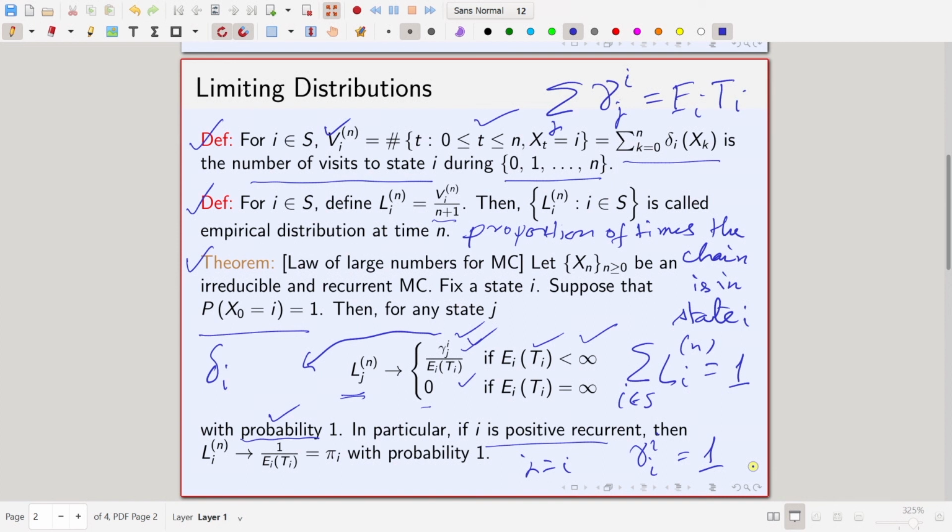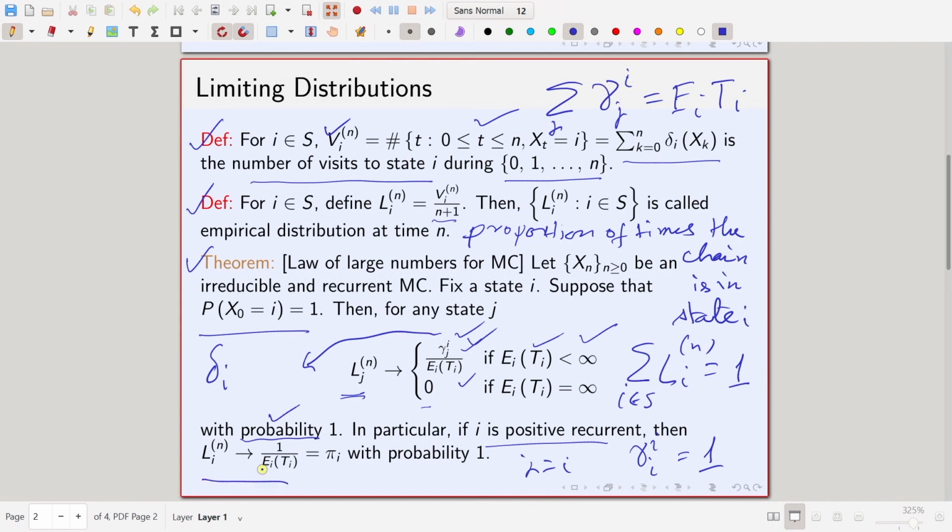And again it is very easy to see from the definition as well, because this is the expected number of visits starting from I to state I up to the first passage time. But since the first passage time is the first time after time 0 the chain hits I, in between it will not hit I. So, the only time it is at I is at time 0. So, gamma I is equal to 1. So, now the numerator becomes 1.